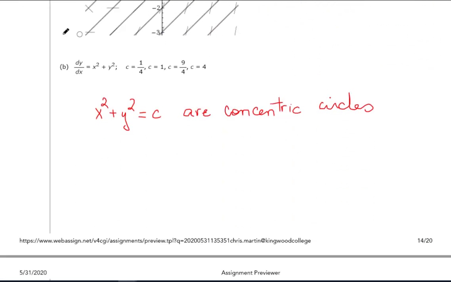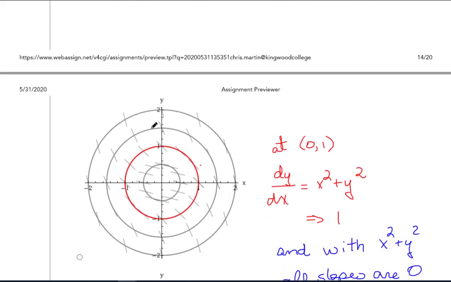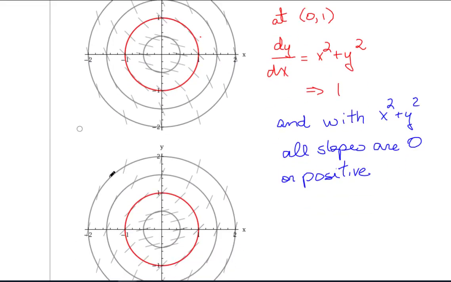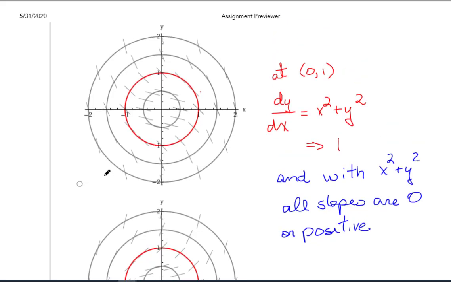All right, what about this one, x squared plus y squared? Well, depending on various c's, 1/4, 1, 9/4, and 4, what we have are concentric circles. So we have concentric circles here, and we have various circles. So the question is, which one of these is right?